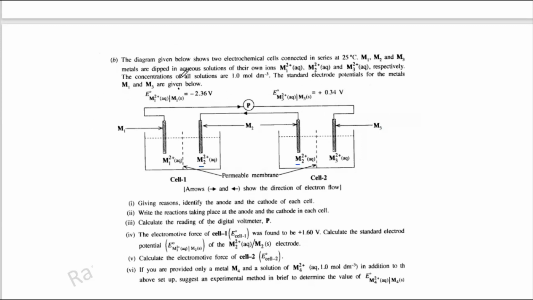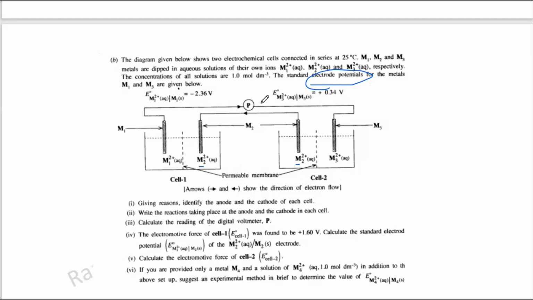Okay, and they have been dipped in their relevant cations, and the concentrations are 1 M. So typically it's like the standard condition, because it is 25 degrees Celsius, 1 M concentration. And for the reduction potentials of the first cell, the standard electrode potentials of the metals are given. So for M1 it is minus 2.36, and for M3 it is plus 0.34. Okay, and they have these questions.